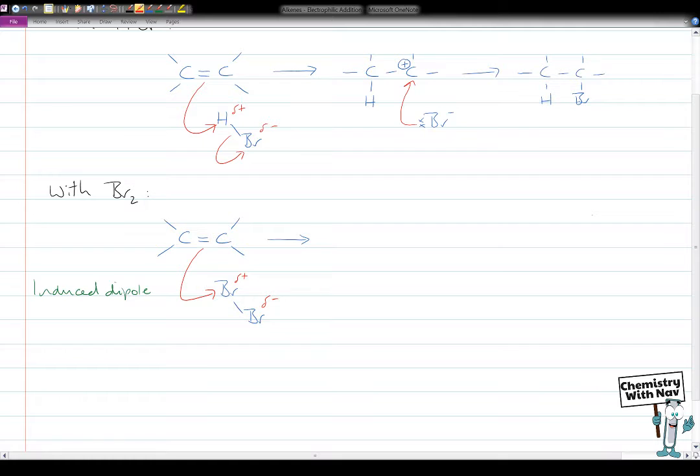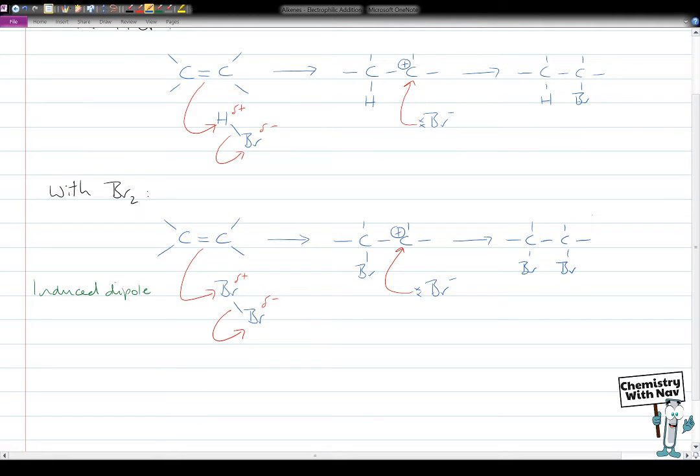As a result, we end up with pretty much exactly the same mechanism. I'm not showing my hydrogens here, being a bit lazy. So we have a bromine that's already attached, and we also have a bromide ion again waiting to attack that carbon, and this time we get the 1,2-dibromoethane. So that's the major difference, the fact that the Br2 needs to have an induced dipole.